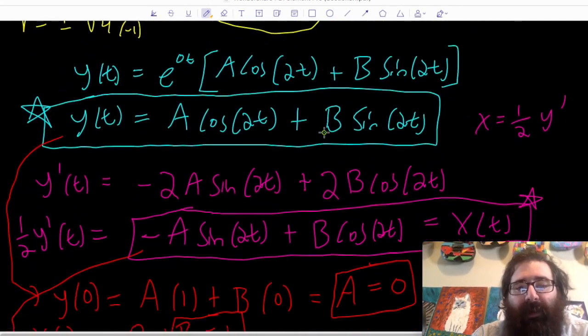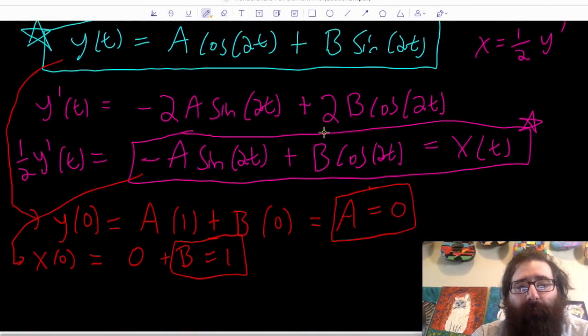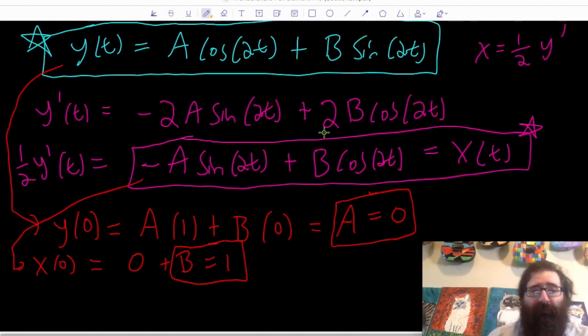So now that I know what a and b are, I can go ahead and write out my particular solution. Let me write x first, just because now that we have all the pieces, it feels like it would be rude to the alphabet to not write x first. I don't know.